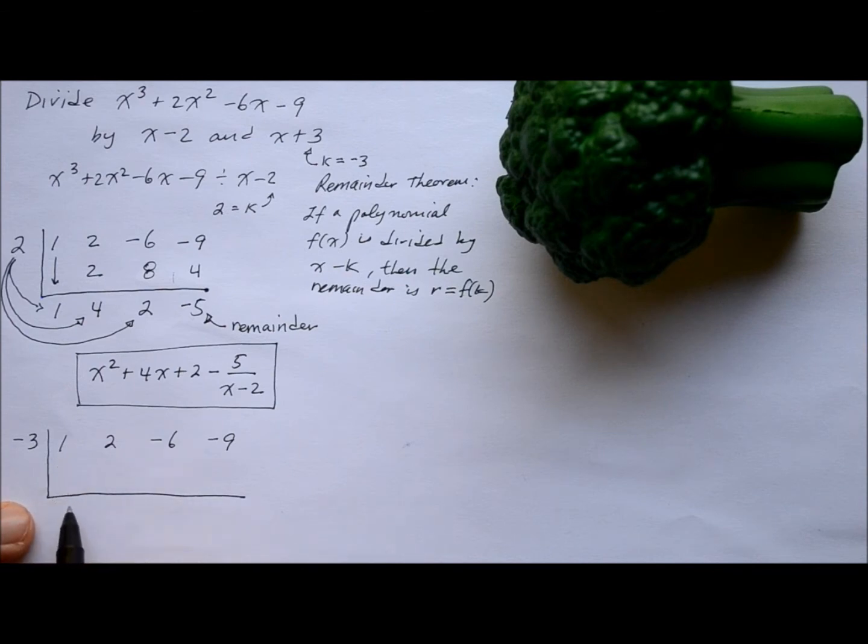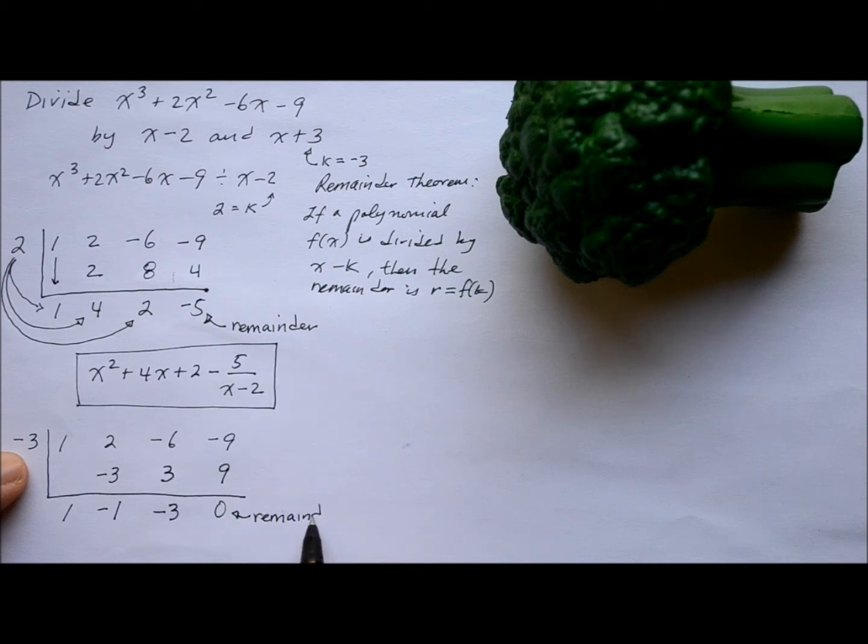So bring down the 1. Negative 3 times 1 is negative 3. Combine 2 and negative 3, negative 1. Negative 3 times negative 1 is positive 3. Combine those two terms, negative 3. Finally, the k, negative 3 times negative 3 is positive 9. Check this one out, huh? Negative 9 and 9, of course, 0. Now, this one's a remainder.